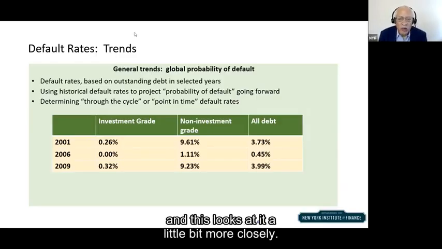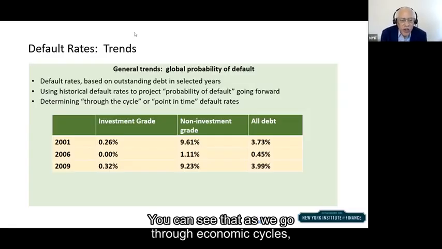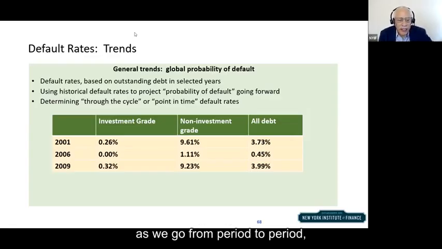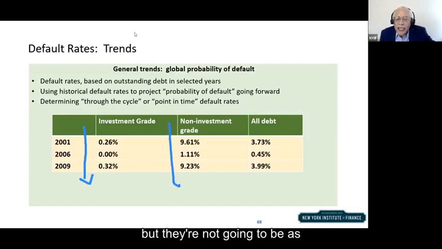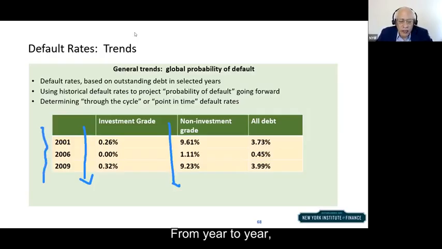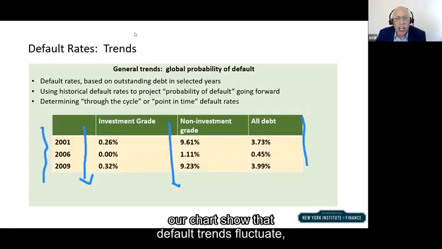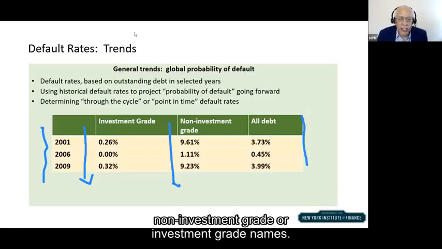And this looks at it a little bit more closely. The other charts show default trends, but now I'm going to start looking at this in terms of industries and ratings. And you can see that as we go through economic cycles, from period to period, investment grade names are subject to default, but they're not going to be as high as non-investment grade. Intuitively, we know this. In practice, it actually shows that. And so from year to year, our charts show that default trends fluctuate, but they're also very much tied to whether they're non-investment grade or investment grade names.